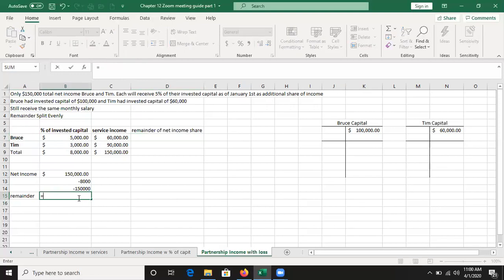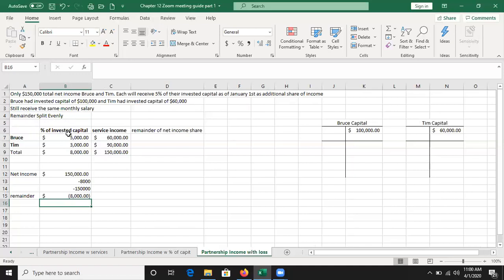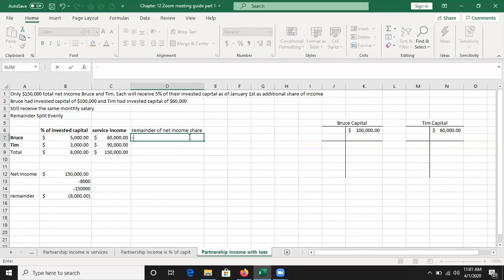Remainder is going to be 150,000 negative $8,000. So based on their partnership agreement, their percentage of invested capital and their service income is more than what net income has available to give them. So what actually happens when you have a negative amount after you allocate a share of net income to both of these categories, it's still split, and all it does is it reduces both of these columns. So their remaining share of net income would now be a negative amount.